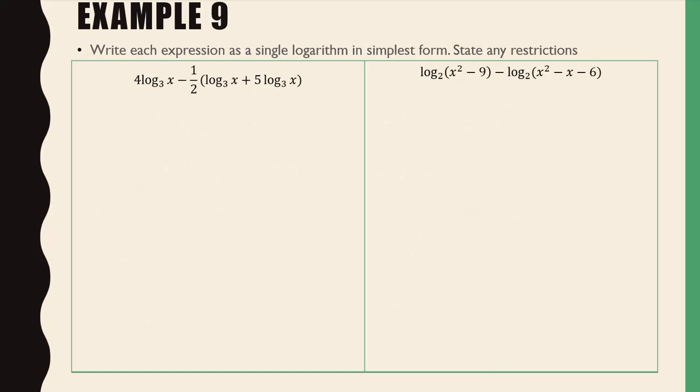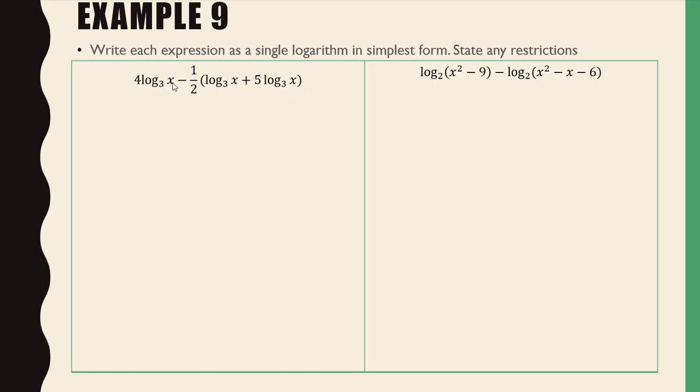Our next example is similar, but it has some variables in there. And now we're just trying to write it as a single logarithm because we're not able to evaluate. We don't know what x is. And we're going to take similar steps. Are all the bases the same for the logs? Yeah, they are. We have x's as part of our arguments. Now it says state any restrictions. X can actually be anything inside of there.